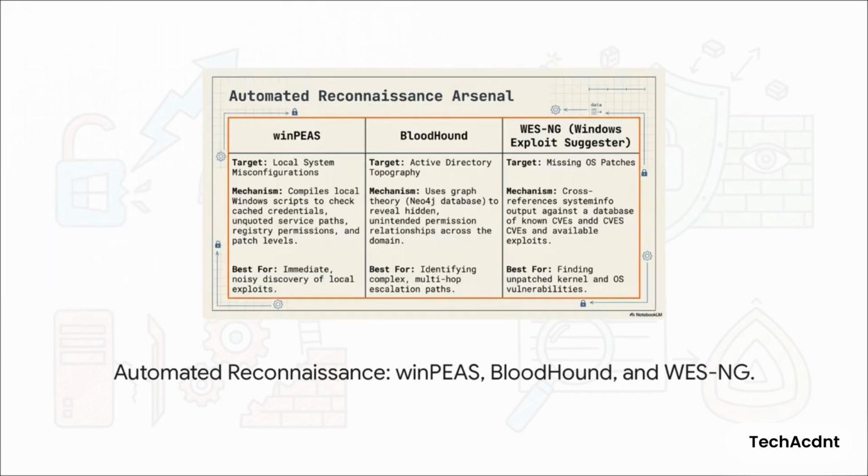Taking a closer look at that automated arsenal, each tool serves a very distinct purpose. WinPEAS is your go-to for immediate local system misconfigurations. BloodHound is a real game changer because it uses graph theory to map out highly complex, unintended Active Directory relationships. It reveals multi-hop escalation paths that are practically invisible to the human eye. Meanwhile, WES-NG, the Windows Exploit Suggester, cross-references your exact system info against known missing OS patches.